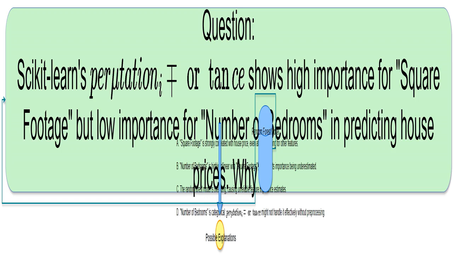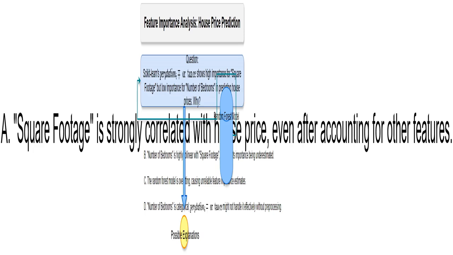I'm using Sklearn's permutation_importance to figure out which features matter most in predicting house prices using a random forest model. My results are a bit strange. Square footage is super important, but number of bedrooms isn't. Let's figure out why. This is a likely reason.